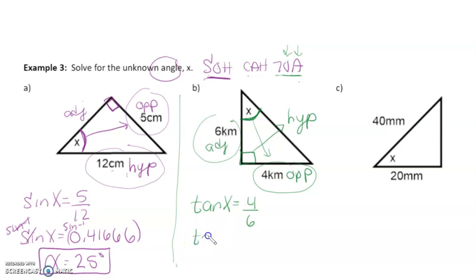So if we did 4 over 6 in our calculators, we would get 0.66666 continuing. So this is clearly not our angle. We have to get the tan off the x. So what we're going to do is we're going to tan inverse both sides. Okay, and that gives us x equals 33.69, round to 34 degrees.